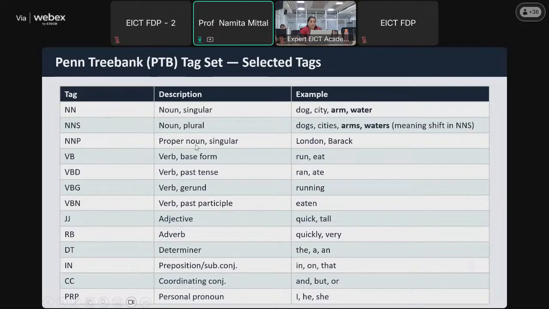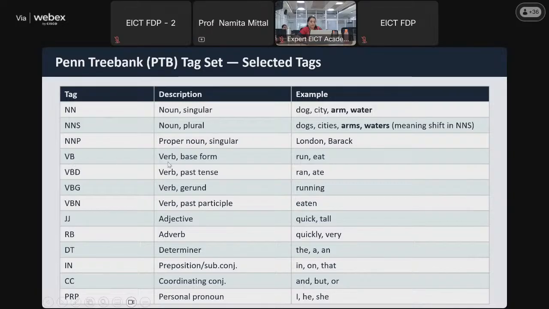So next is NNP. NNP is a proper noun. We have different kinds of nouns. One is proper noun, the name of a person, the name of a place. Proper noun and singular, that is London, Barack Obama. Then we have the proper noun plural. We can have that in very rare cases.